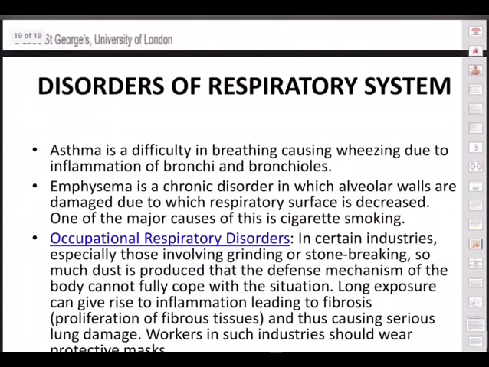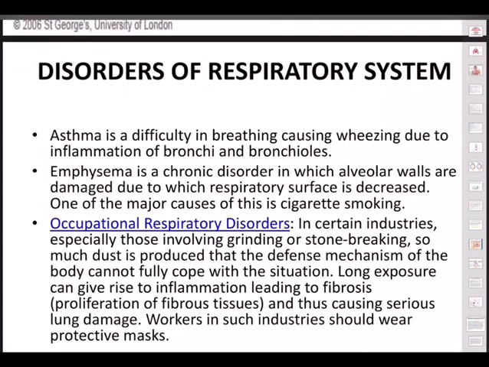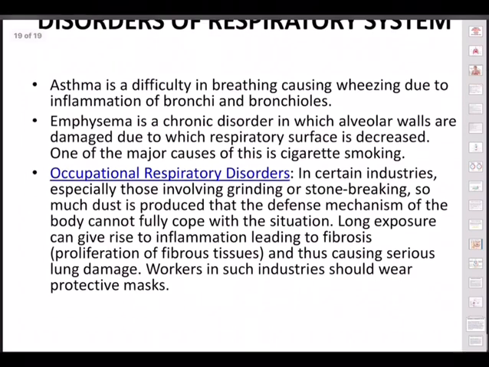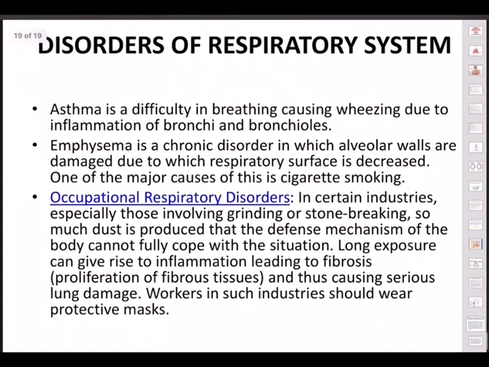And we have what are called disorders associated with the respiratory system. In that, the most important is emphysema. Normally every time this is asked, emphysema is asked. So first we start off with a very common one in our day-to-day life. In our own native places, you must have seen people having asthma. It's a difficulty in breathing because of wheezing due to inflammation of bronchi and bronchioles.